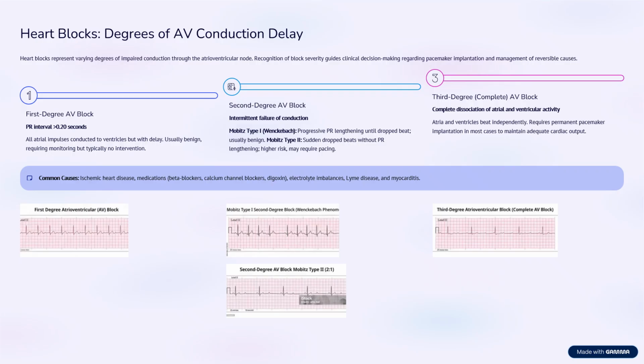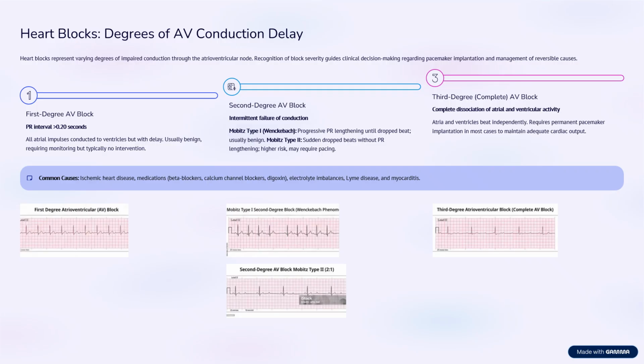Now, heart blocks occur when there is a delay or complete interruption in the conduction of the electrical impulses from the atria to the ventricles. Understanding each degree of block and how it presents is crucial for early recognition and treatment. Let's start with the causes. Heart blocks can result from ischemic heart disease, electrolyte imbalances, aging of the conduction system, or medications such as beta blockers, calcium channel blockers, and digoxin.